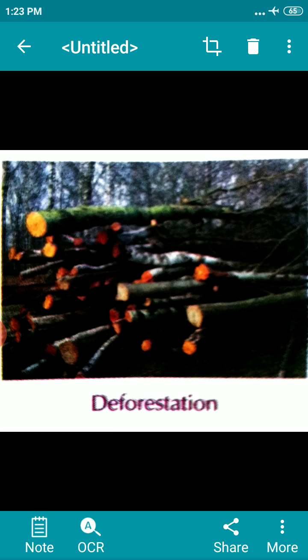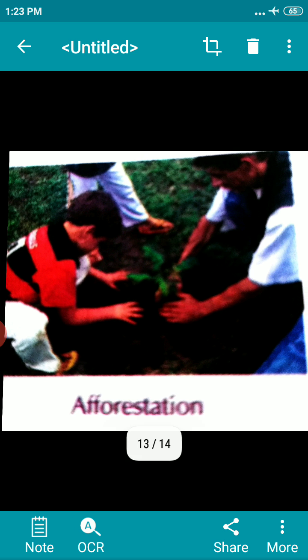Now, how can we reduce this soil erosion? Soil erosion can be reduced with the help of growing more trees, for example, afforestation. That means the best way to reduce or prevent soil erosion is growing plants. Then construction of dams and terrace farming. These are the different ways we can reduce soil erosion. The next one is soil pollution.